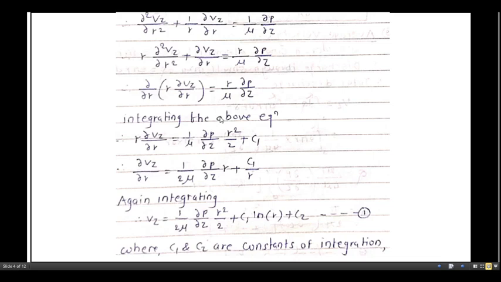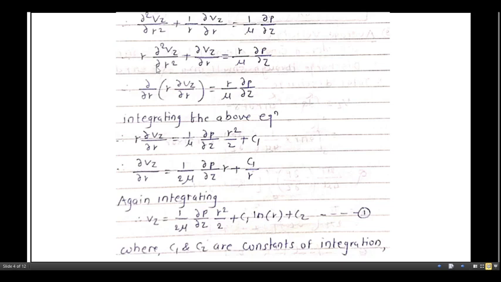So in the next step we can get this in this way: r into dabba square Vz by dabba r square plus dabba Vz by dabba r equals r divided by mu into dabba P by dabba z. Only we have taken this r term common. If you see here, r divided by r, so r gets cancelled. Or in short, just multiply the whole equation by r.